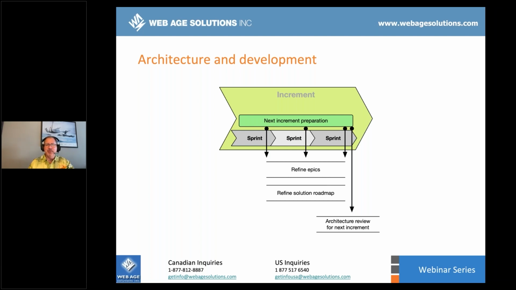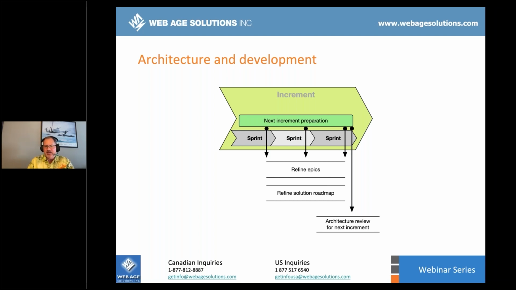And what happens in that review? Well, we look at what we learned from an architectural point of view, but most important, we look, with an understanding of what's in the next increment, at what the architectural considerations are that need to be worked into development. And that's kind of it in a nutshell.